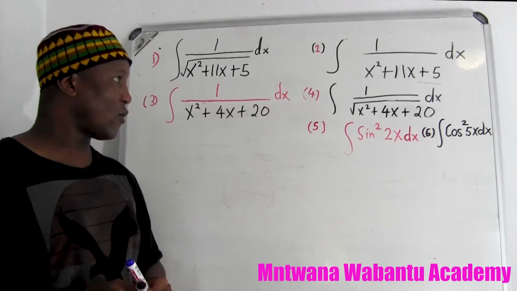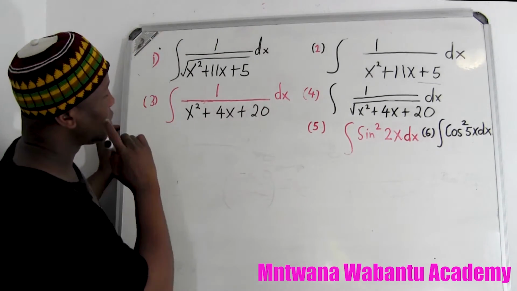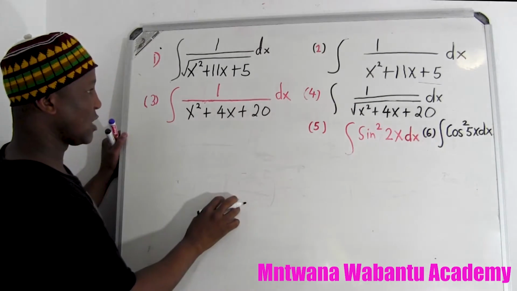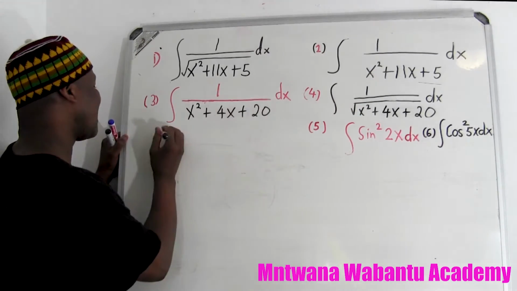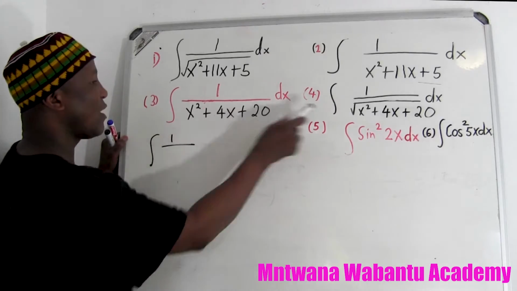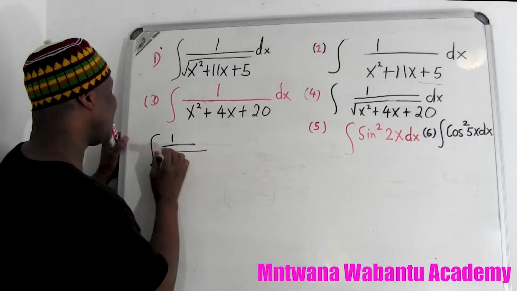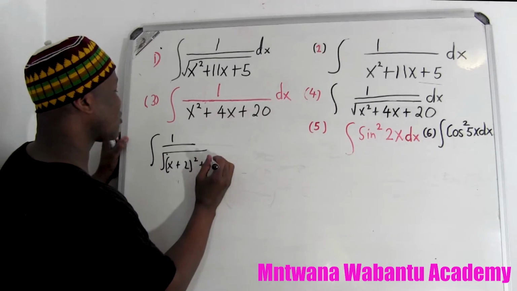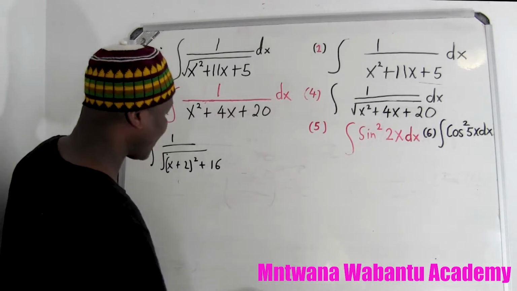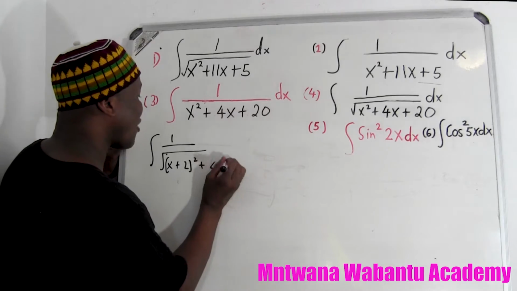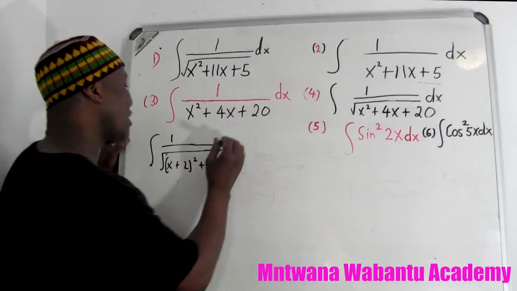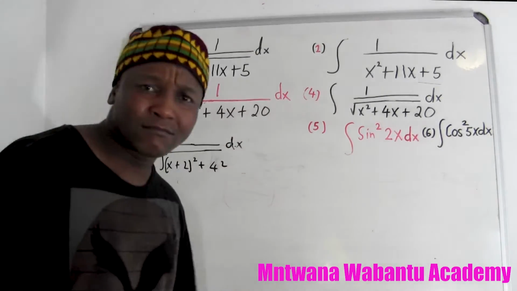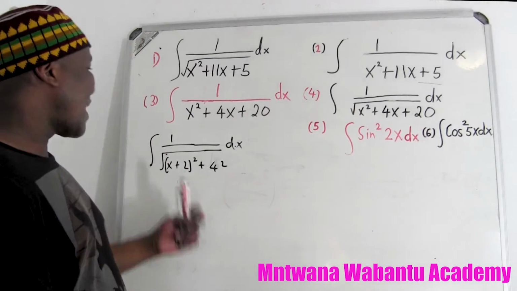Okay, so question number 4 is easy. It's almost similar to that, but it has a root. Whenever you have a root, the trick is the same. So this is going to be an integral of 1 over the root. This one we did already, completing the square. This is going to be x plus 2 squared, plus 16, and 16 is 4 squared. I do believe you know how to complete the square, right? Okay, so we have that.